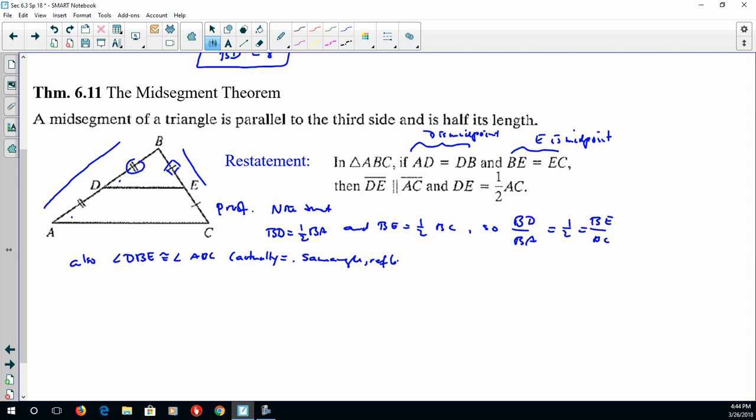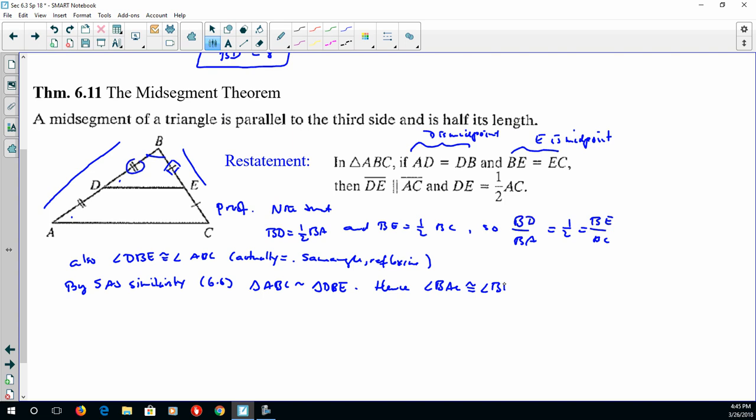Okay, so I have some sides in proportion. I have a left side in proportion, a right side in proportion, and the angle in the middle is congruent. So that is by side angle side similarity, which is 6.6. Triangle ABC is similar to triangle DBE. And this means two things. First off, corresponding angles are congruent. Angle BAC is congruent to angle BDE.